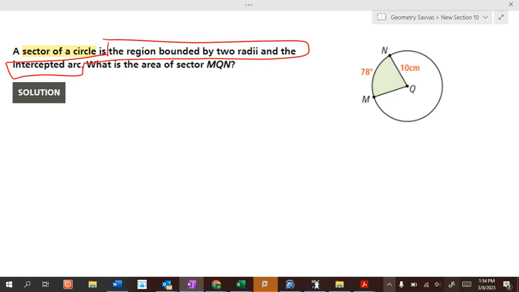Okay, the next concept that we're going to do is the sector of the circle. That's the region bounded by two radii and the intercepted arc. So basically, you're finding the area of a pie slice. The area of a slice of pie or a pizza or whatever, a slice of pizza. You're finding the area of a certain shape there.